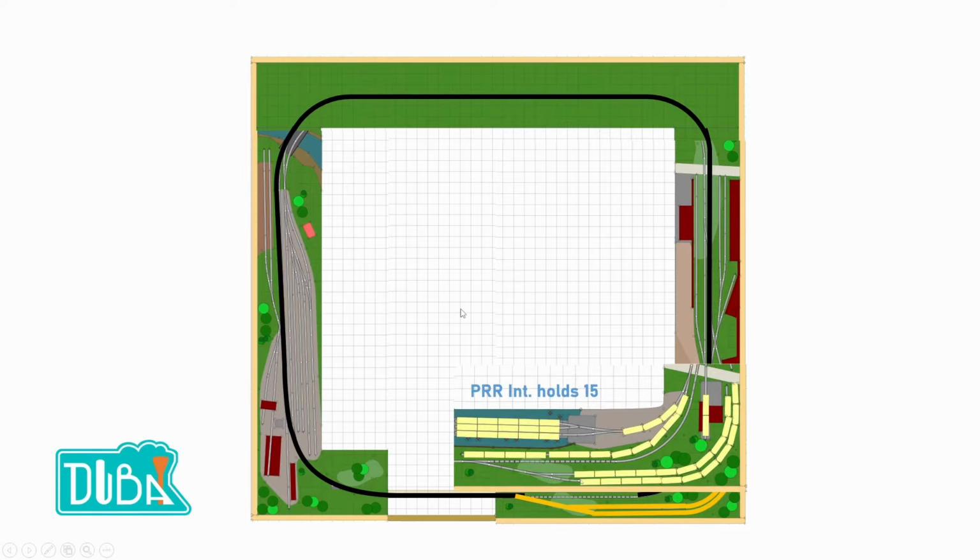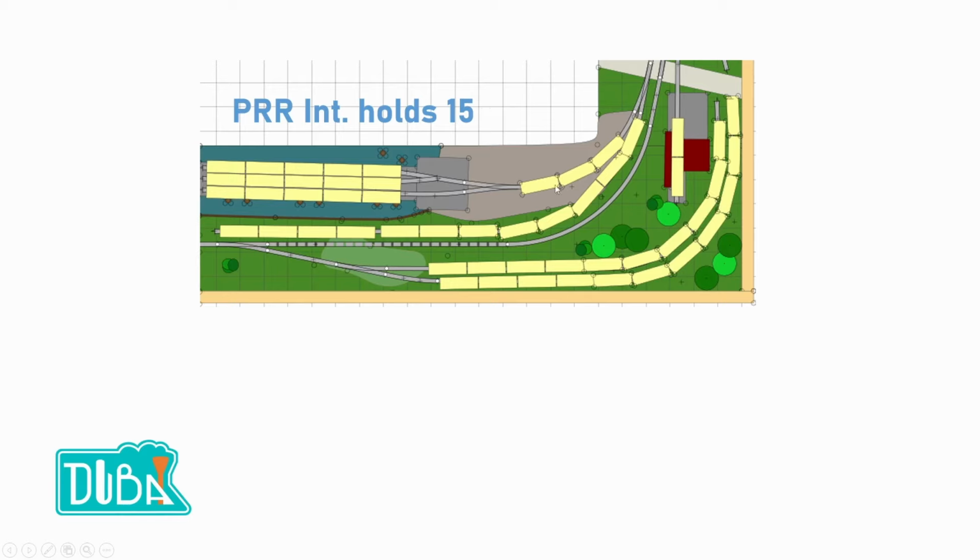So let's do a little bit of a deep dive. We talked about the Pennsylvania Railroad. This car float holds 15 cars, and these two tracks down below are going to hold 10 plus 10 for the C&NW. And what does this 10 plus 10 mean? Well, now we've got to start thinking about how we are going to operate the layout.